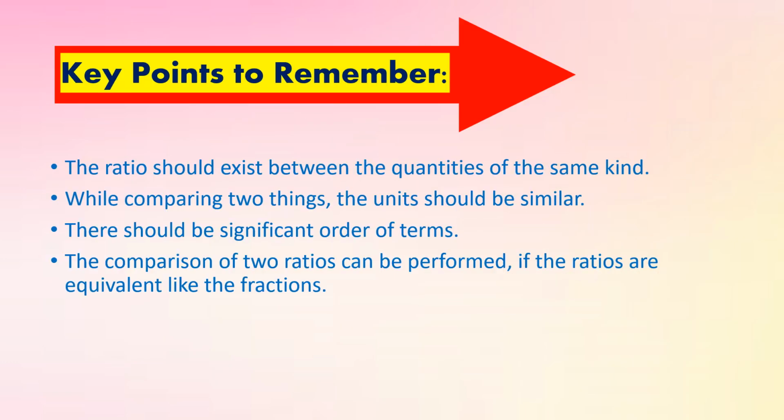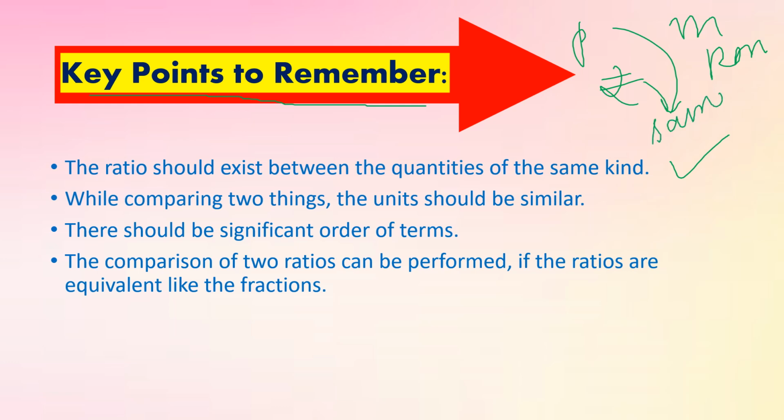Now these are key points to remember from what we learned in ratios. The ratio should exist between quantities of the same kind, meaning the quantities should be of the same kind. It should not be that one quantity is in paise, one in rupees, one in meters, one in kilometers. If we get such a question, we first need to convert them to the same unit. Clear? We have to take them in the same unit, and then we will find the ratios. Okay? While comparing two things, the unit should be similar.